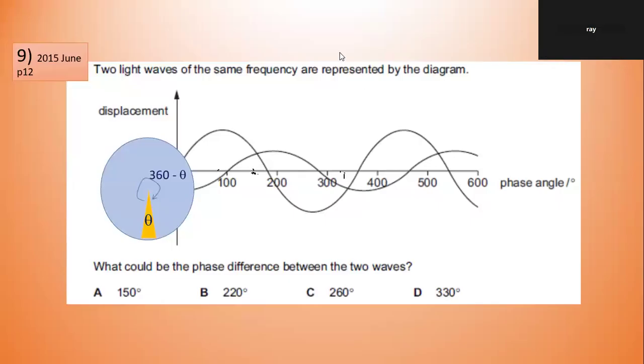This one is 2015, June, paper 1-2. Two light waves of the same frequency are represented by the diagram. What could be the phase difference between the two waves? What's your answer?